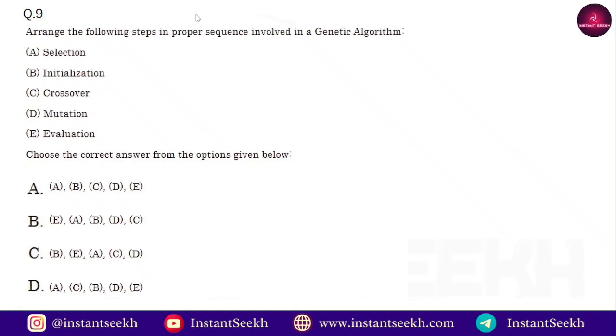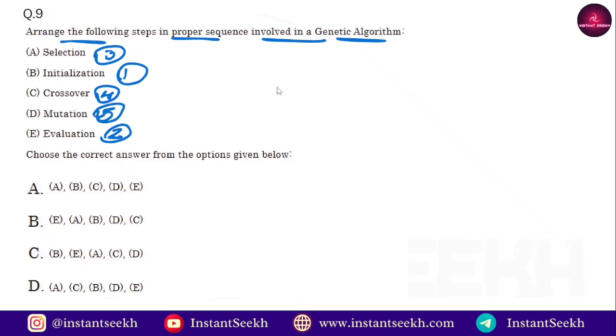Question number 9. Arrange the steps in proper sequence involved in GA, that is genetic algorithm. So what is the sequence of steps? First and foremost step is initialization, option B. Then we do evaluation. Then selection, and then we do what? Crossover, and at last we do mutation.